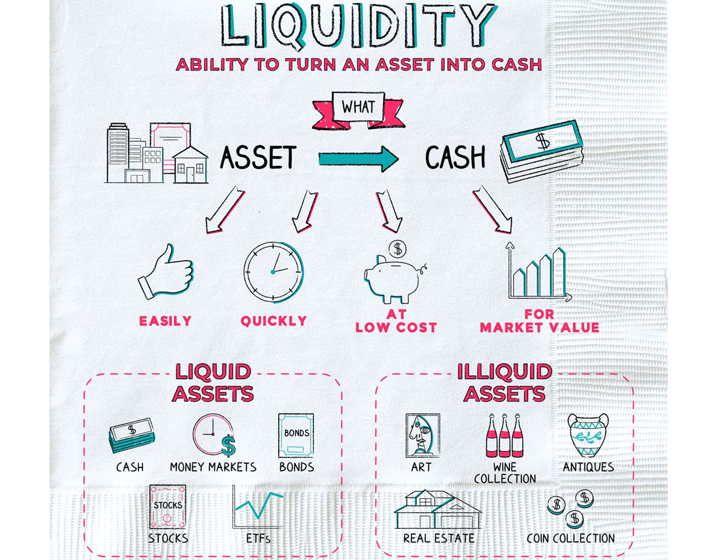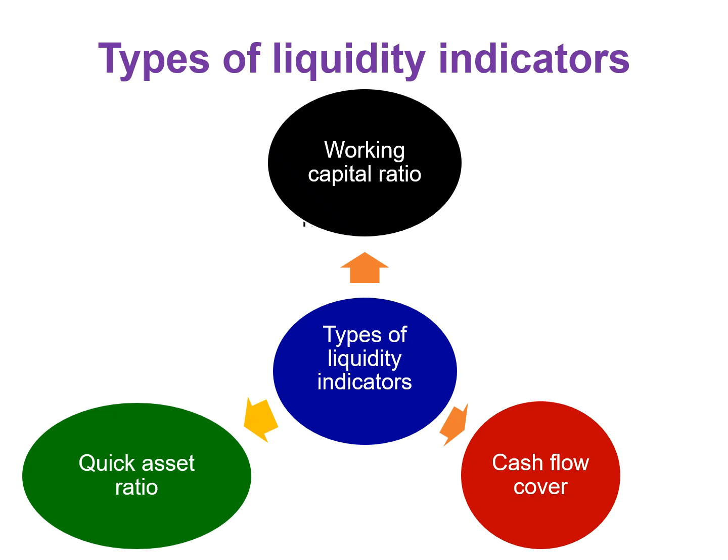The quick asset ratio is a liquidity indicator which provides a measure of the ability to pay short-term debts as they fall due. Now, the QAR is one of 3 liquidity indicators that we have in the VCE course. I've already done a clip on working capital ratio. We've got one brewing for the cash flow cover.